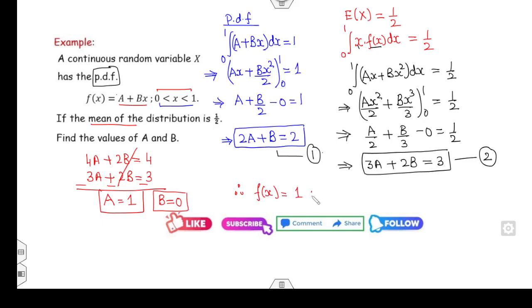That is my f(x) from 0 to 1. So in this question, simply A and B were asked. That will be the right answer. But if somebody asks you now to find the probability which is less than half, you can easily calculate because you know the value of the f(x).